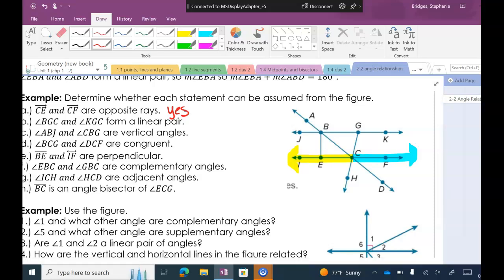Is everybody okay with that? All right. Next one, BGC. So angle BGC, that angle here, and angle KGC are a linear pair. Do those two angles, are they next to each other and form a straight line? Yes, so we can assume that as well.